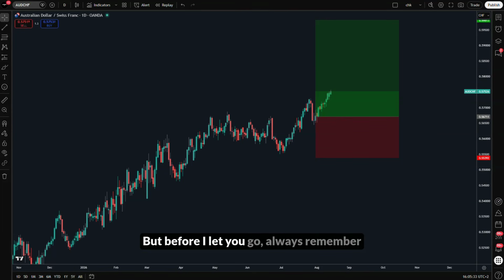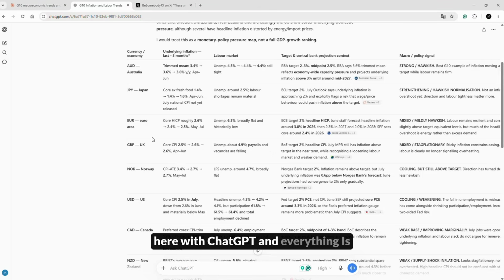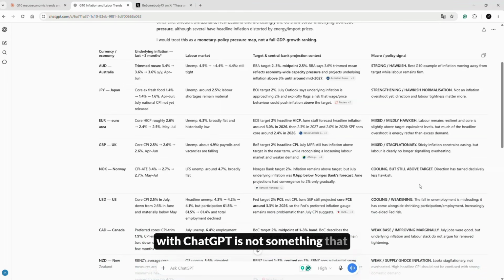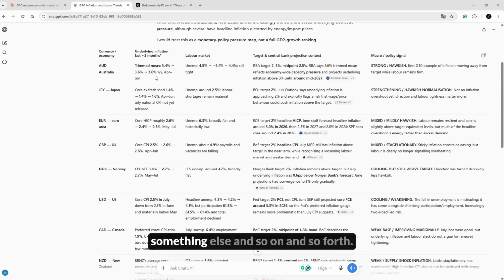And before I let you go, always remember, this type of analysis, what we just made here with ChatGPT and everything, is not a forever direction, so to speak. This snapshot that we took here with ChatGPT is not something that goes on for 6 months, 12 months, okay? Data here can change. Every week, there's new data. Every month, central bank may do something else, and so on and so forth. So what you have to understand is that we've established the view. The reasons for the direction are clear. And when you understand the reasons for the direction, you also understand what can change that direction, okay?